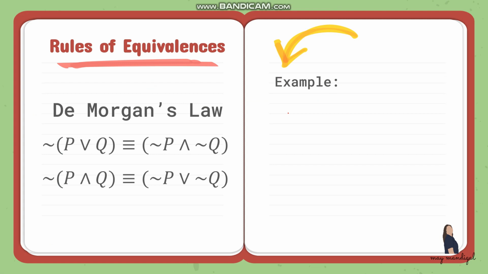Next we have De Morgan's law. For De Morgan's law, the negation of a conjunction or disjunction is the same as distributing the negation to each of our propositions. So for example, I have here the negation of P or Q. It is equivalent if I distribute the negation to P and Q and change the operation from or to and. Same with the other one, I have the negation of the conjunction P and Q. You just distribute it, so it will become not P and then not Q, and we change the conjunction to or.